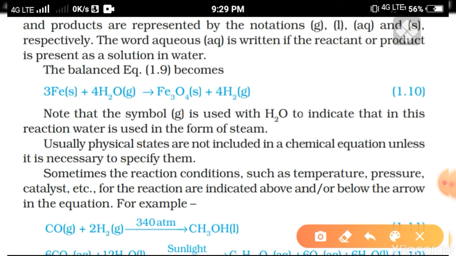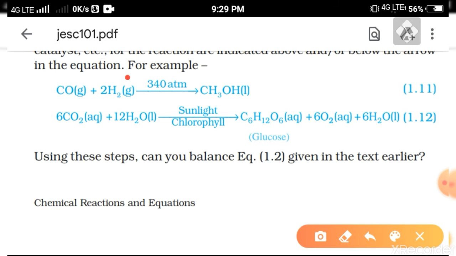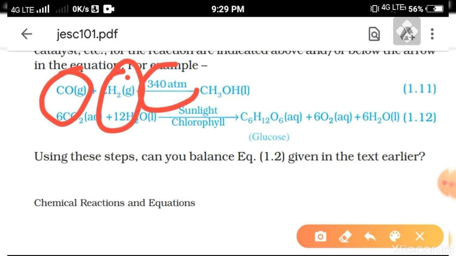Let's see another example given here. See here. Here is carbon monoxide, which reacts with hydrogen gas in the presence of pressure, 340 atmospheric pressure, and then what is formed? Methanol, CH3OH.